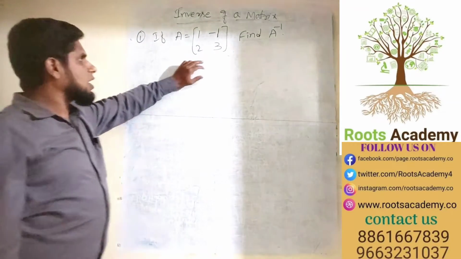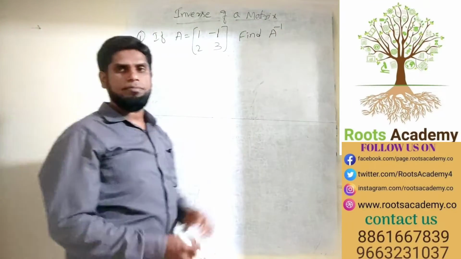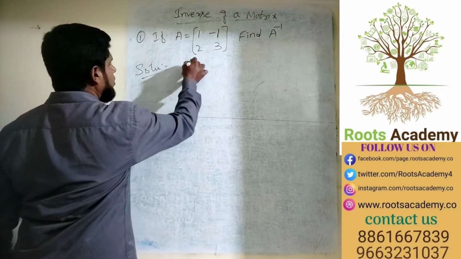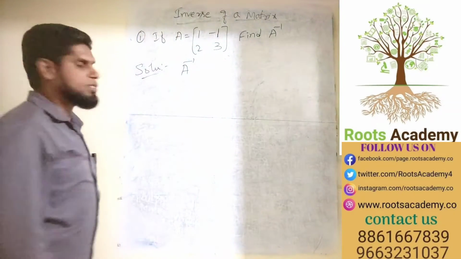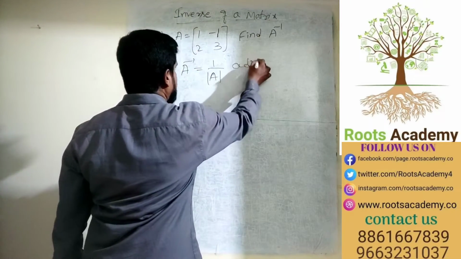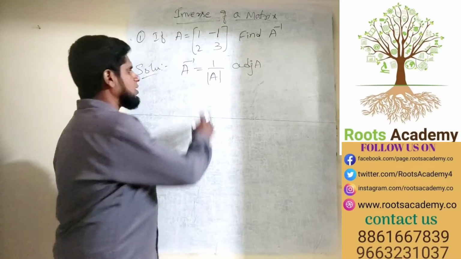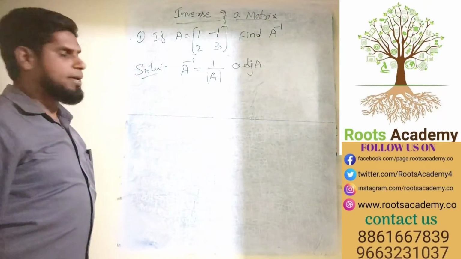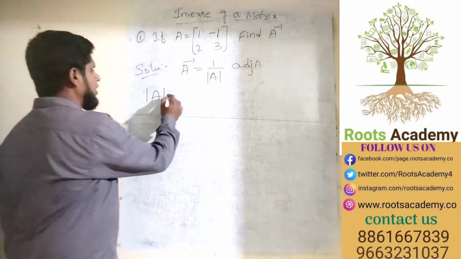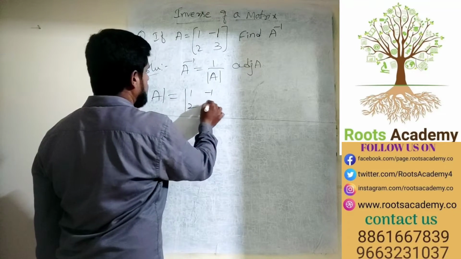He has given a matrix and is asking us to find A inverse, and it is represented as A power minus 1. So students, first we will write the formula. A power minus 1 is equal to 1 divided by determinant A into adjoint A. So first let us find the determinant. Determinant A is equal to 1, minus 1, 2, 3.